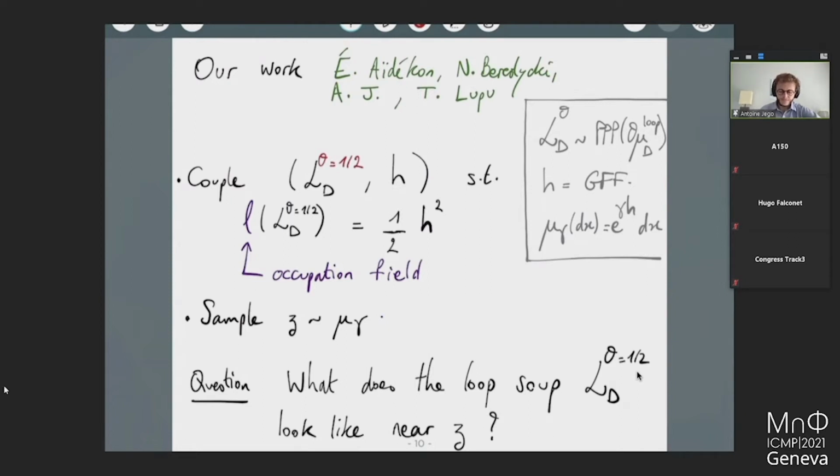More specifically, recall that we have this Lupu isomorphism that tells us that the occupation field of the loop soup, which we have here at criticality, so when theta is equal to 1/2, is distributed like 1/2 of the GFF squared. So we can couple these two such that this relation holds. And so the type of question that we want to understand in this work is, if I sample a point Z according to Liouville measure, what does the loop soup look like near such a point?